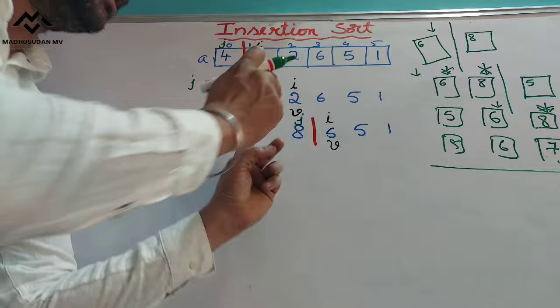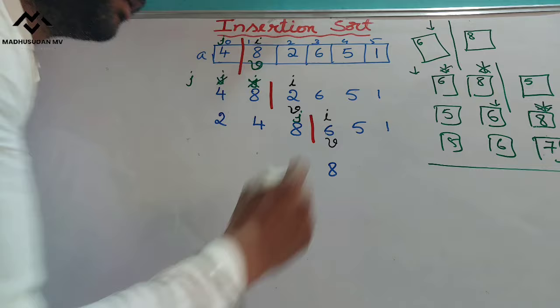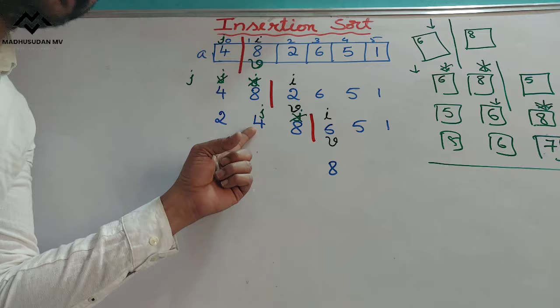So, 8. 8 is greater than 6? Yes. So, if it is greater, in front of J, you keep the greater. Greater is 8. So, that 8 I am keeping here. Okay, next after that what to do? Decrement J. So now again check. Now jth element is what? 4. Jth element is greater than the V? False.